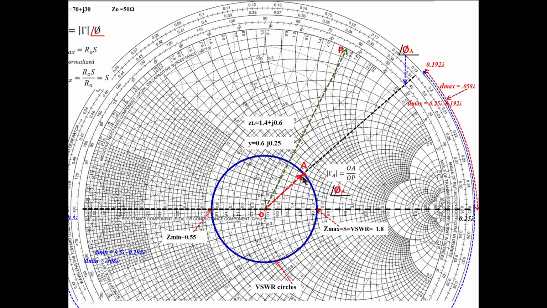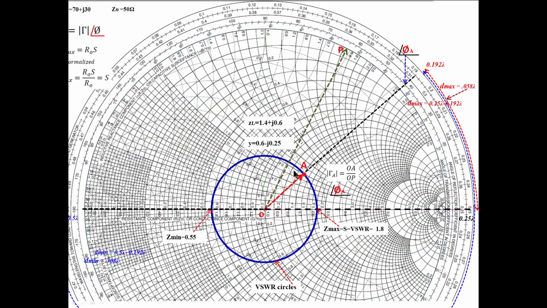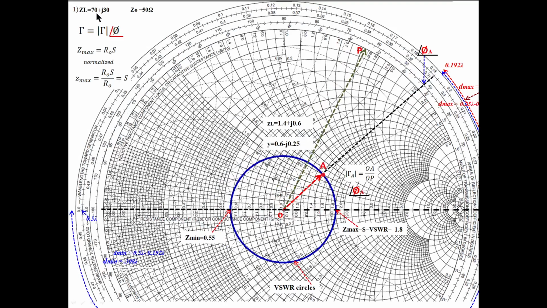For any given load, you mark the normalized load on the Smith chart. This is a load of 70 plus j30 that we were discussing in the earlier class. This normalized value is equal to this, and we marked it over the Smith chart. A is the point, and from the Smith chart we can find the magnitude and phase of the reflection coefficient.